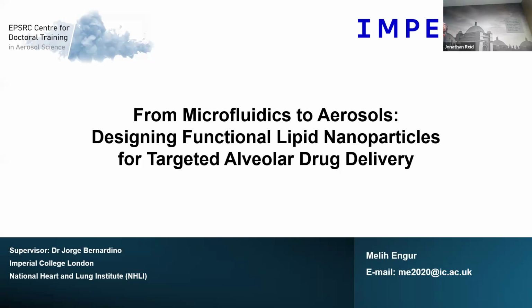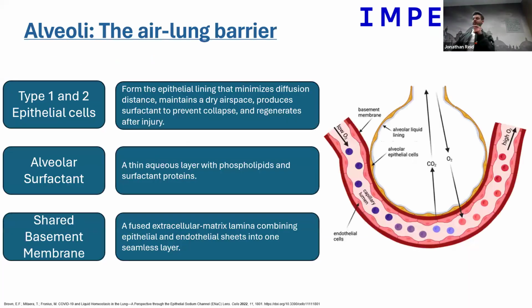Hello guys, my name is Melih, and in this presentation, I'll be talking about designing a functional lipid nanoparticle for targeted alveolar drug delivery. So to just briefly go through the alveoli. The alveoli is made of mainly two types of cells and some immune cells. Type 1 and type 2 epithelial cells make up the majority of the cells in the alveoli.